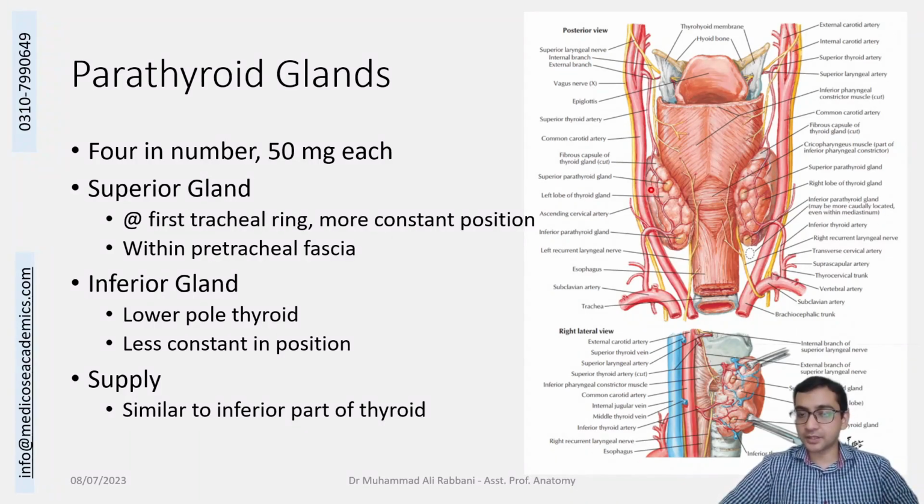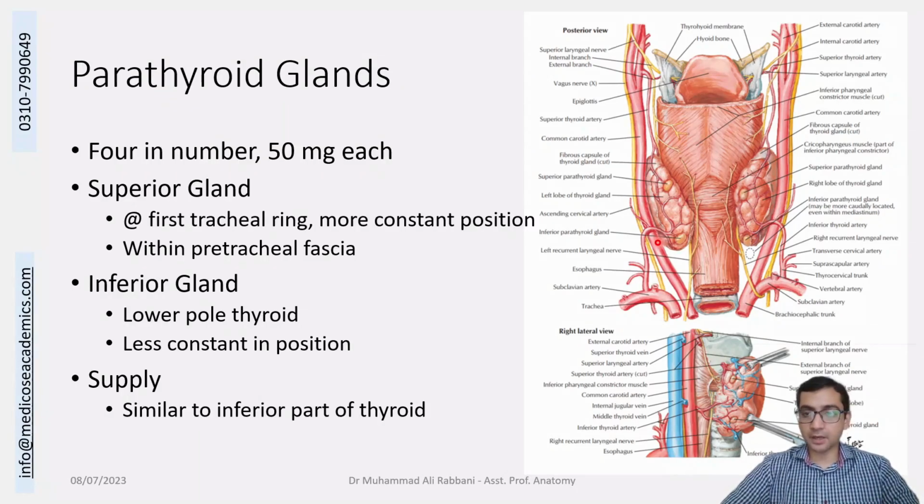Superior parathyroid glands are present near the middle of the thyroid gland, and the lower ones are near the lower pole. The upper ones originate from the third pharyngeal arch, and they are very constant in position. They are usually at the level of the first tracheal ring, and they are usually present within the pretracheal fascia, embedded in the thyroid gland. But the inferior ones, sorry, the superior parathyroids are from the fourth pharyngeal pouch, and the inferior parathyroid glands are from the third pharyngeal pouch.